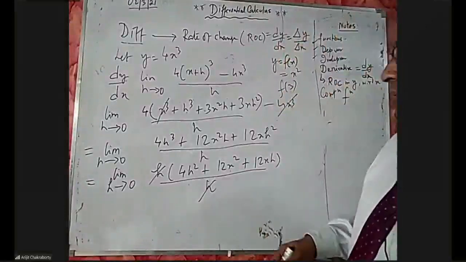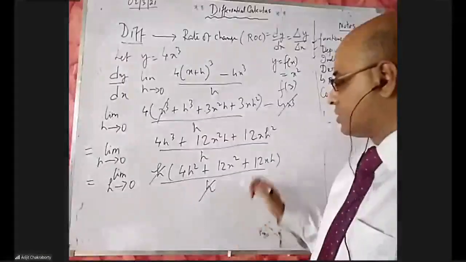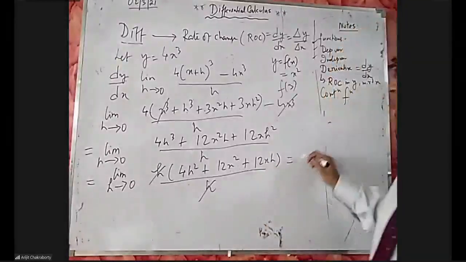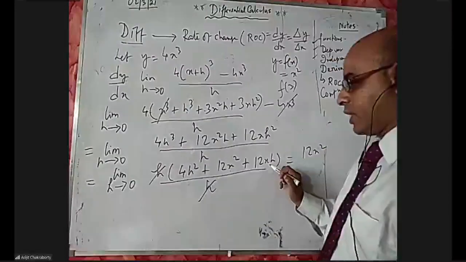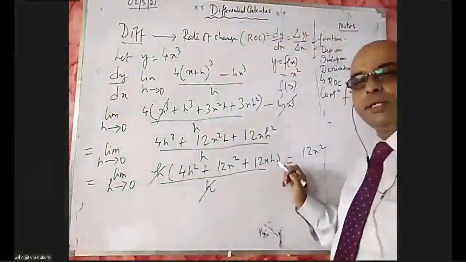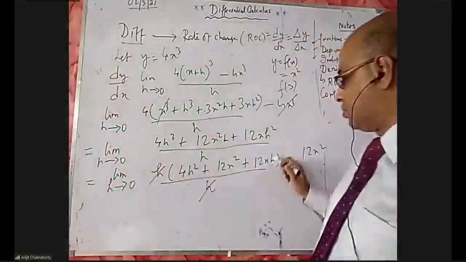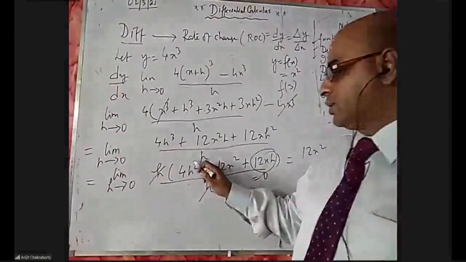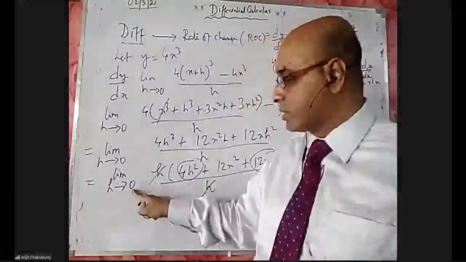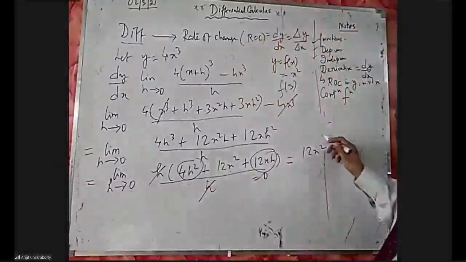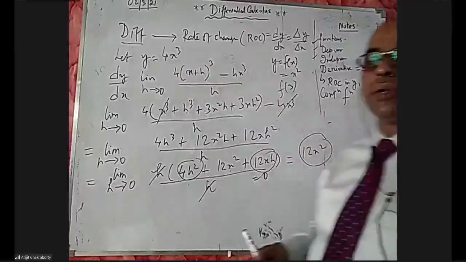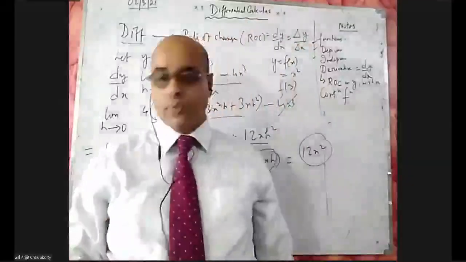So this gives us the formula. What we are getting is 12x squared plus 12xh, but h is almost 0. So this 12x into h becomes, as h tends to 0, this will also be equal to 0. And this 4h square will also tend towards 0 because h is tending towards 0. So what we are getting is 12x squared. So the differential coefficient of 4x cubed is 12x squared.